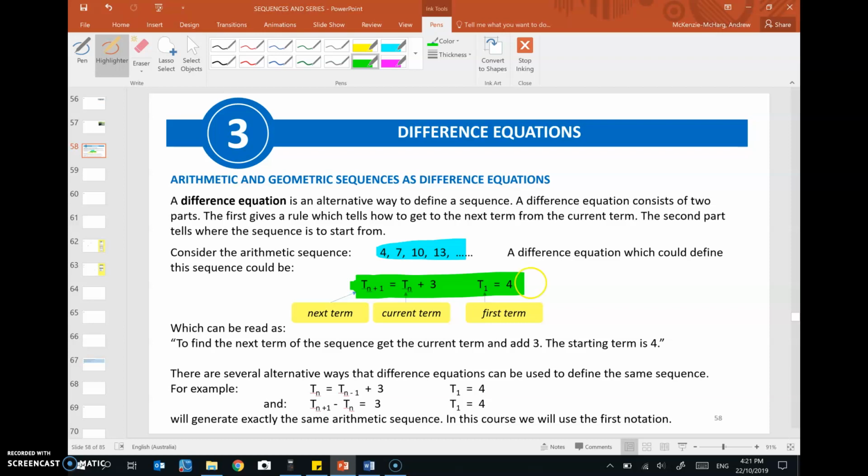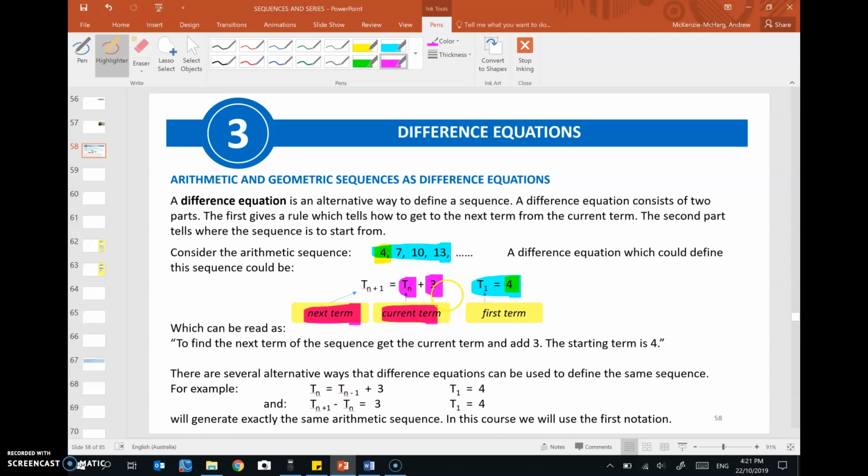Now, the way difference equations work is pretty simple. What this is saying down here for this sequence is that the first term is 4. So there's our first term right there, and it's 4. This bit of notation tells us the first term in the sequence. Now the bit in front here tells us how to get from one term to the next. Tn is our current term, and to get to the next term, we simply add 3 to that.